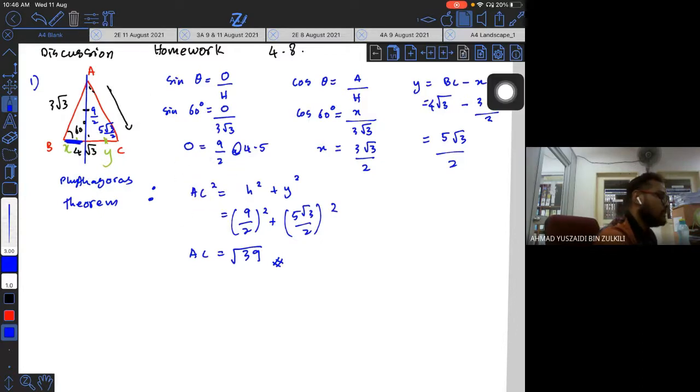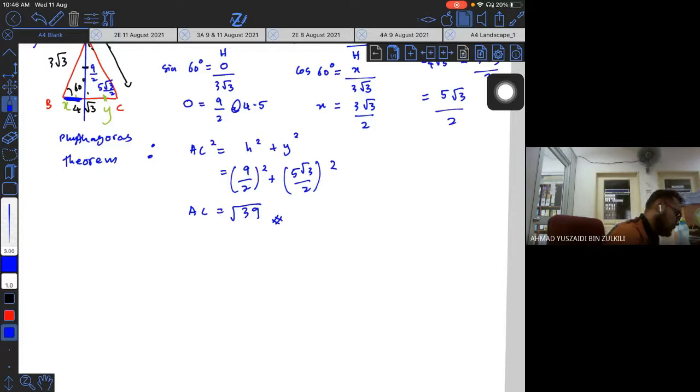Now, next question, 4A. Given 2x² minus 7x plus 2x equal to 0.